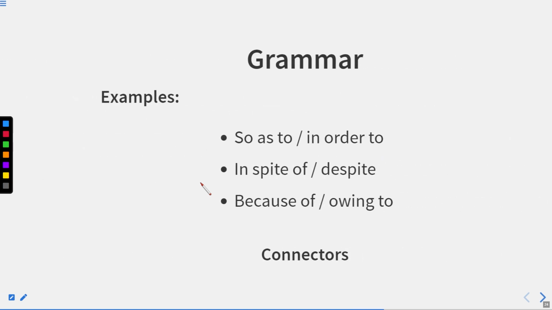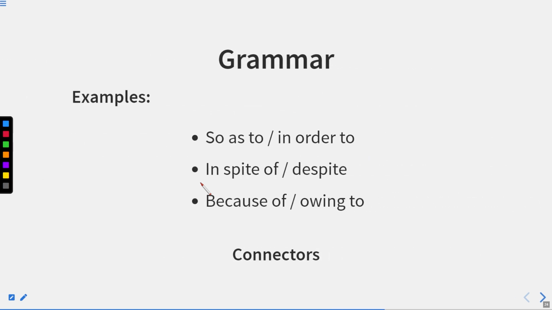Now how? Let us see this with the help of some examples. Now we had conjunctions like so that or in order that, whereas the prepositions for the same are so as to or in order to. So these are prepositions. Now those were conjunctions, but these are prepositions. If I say so that, this is a conjunction. But if we use so as to, this is a preposition. So this is the difference.